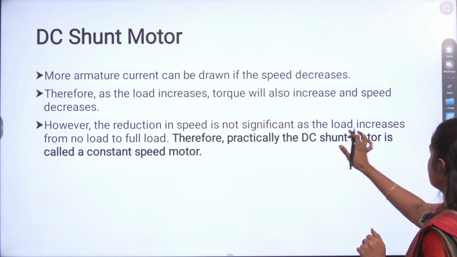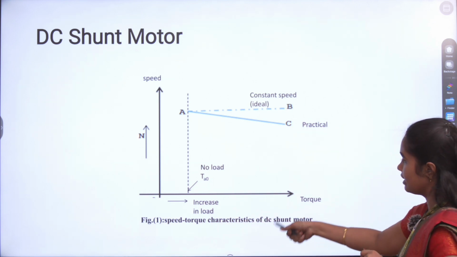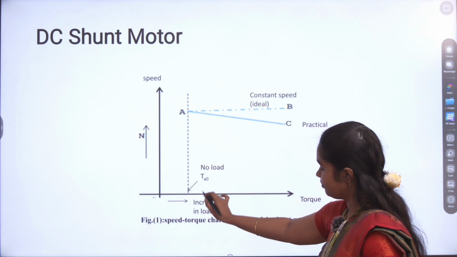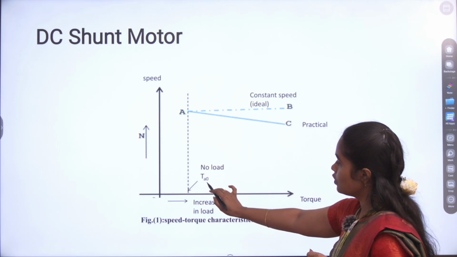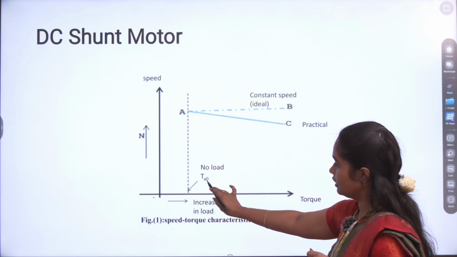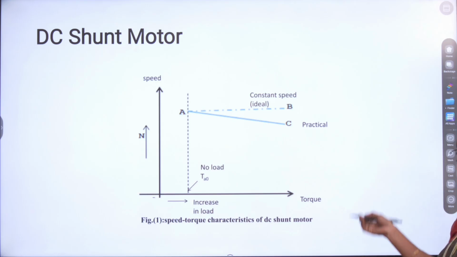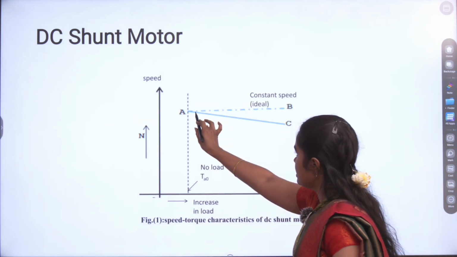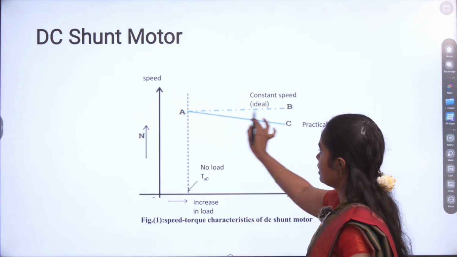This is the characteristic curve of the DC shunt motor, the speed torque characteristic curve. This shows the load being increased in the DC shunt motor from the no load condition. The generated torque is denoted Ta0, the no load torque, and the speed is the no load speed N0. As load increases, the speed of the motor is slightly decreased in practical cases. So some of the applications are constant speed.